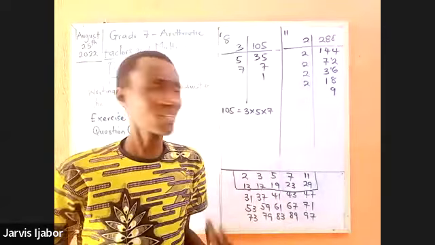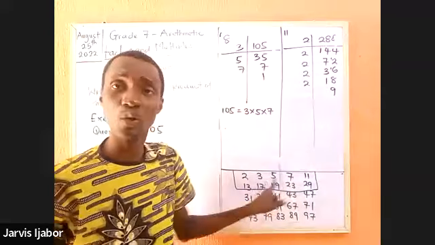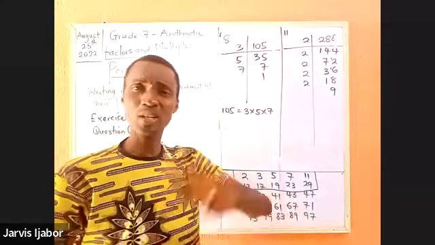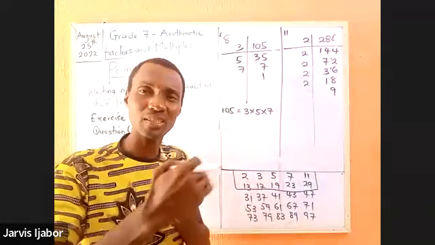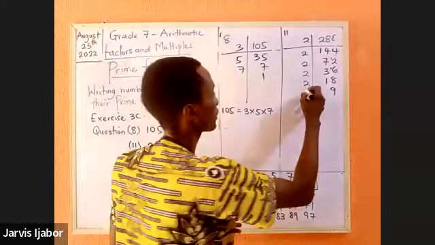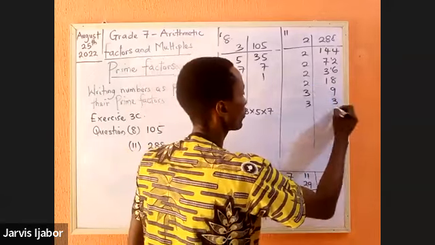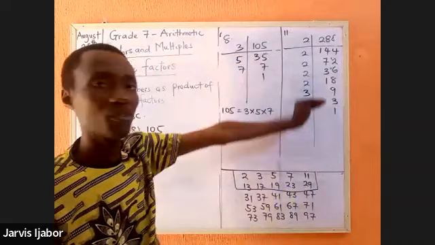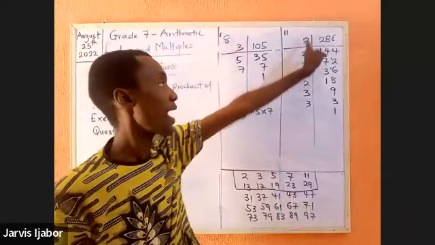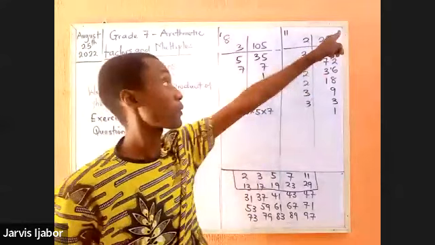So I check, what's the next one I can try? 3. I see it, it goes in an orderly manner. Students sometimes want to do it anyhow, but I will advise you, take it orderly so that your brain sees a system. 3 here will give me 3. 3 again will give me 1. So if you've done it correctly, these are the prime factors that we multiply.